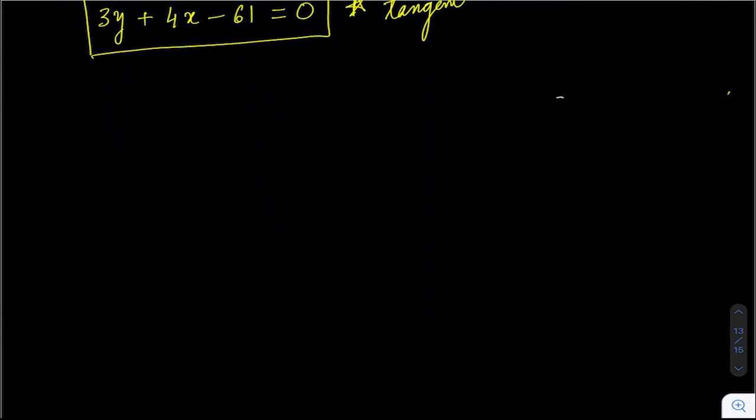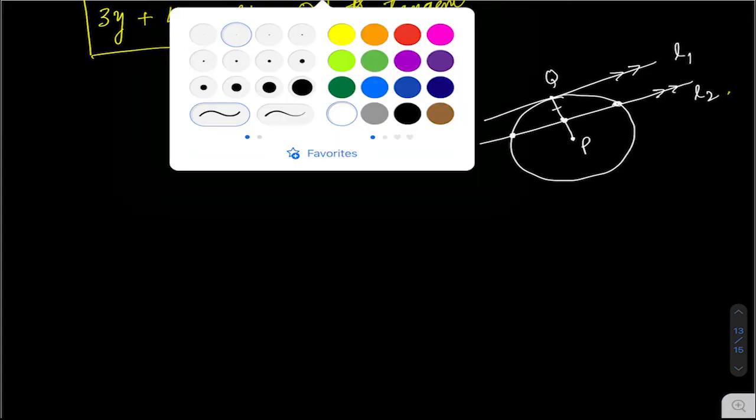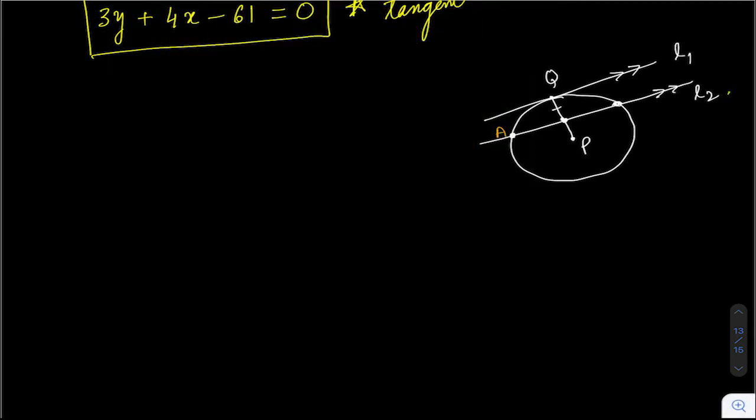Okay, so basically what's happening is this is my center, this is my line L2, this is my line L1. So the midpoint of PQ is this. There is a line which is parallel to L1, so let's call this L2, and it is passing through the midpoint. So this is my Q, this is my P. And this line is intersecting the circle at 2 points, A and B. So we need to find this length AB.